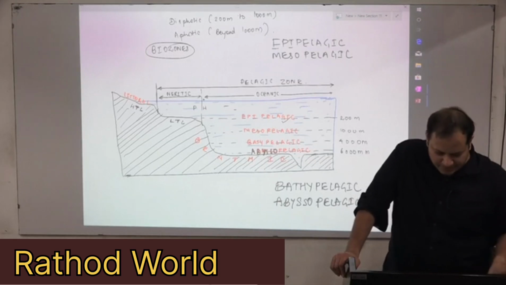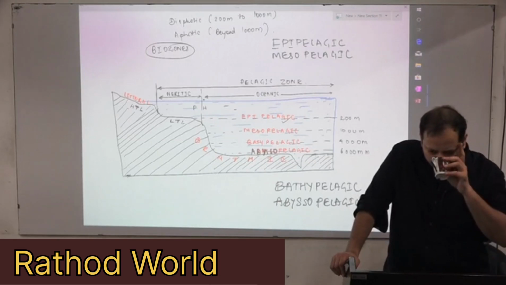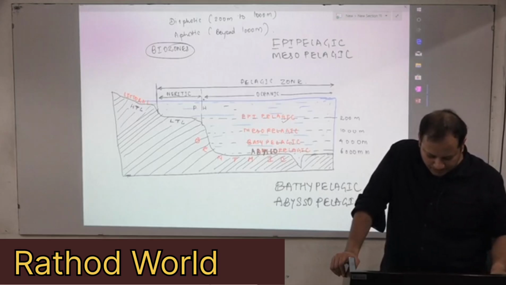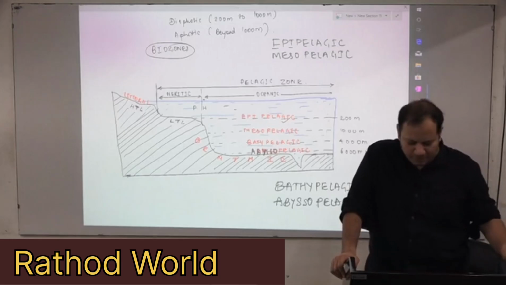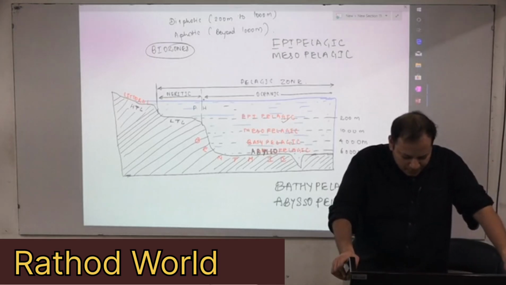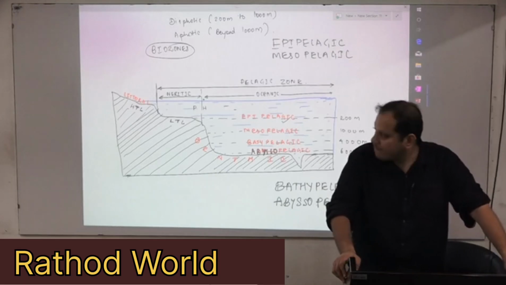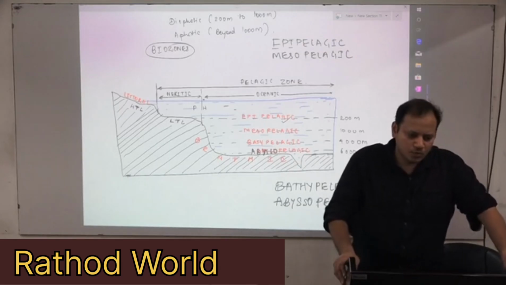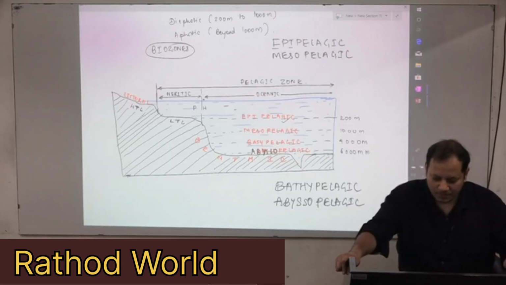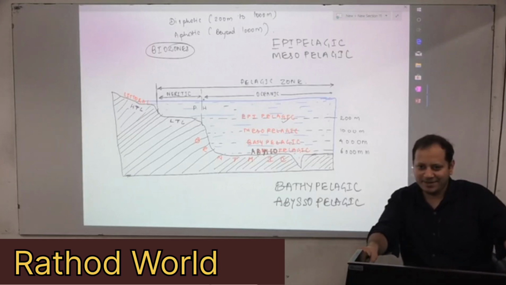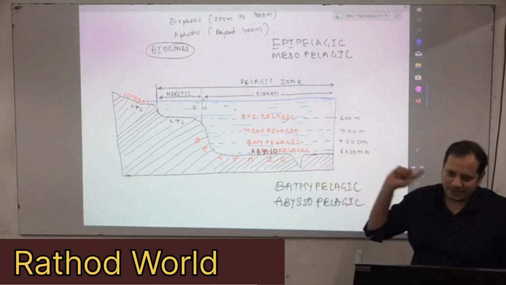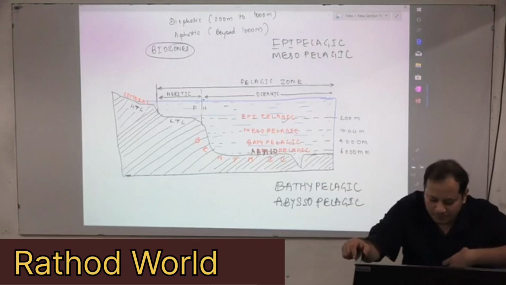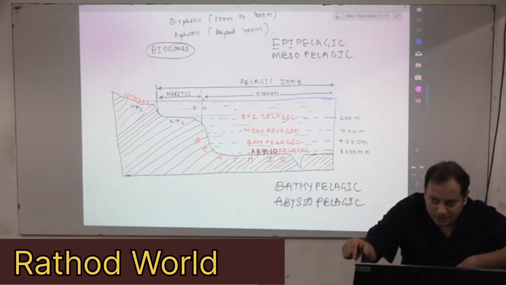So first, neretic. Neretic covers the water from the continental shelf to the slope, right? To the slope is neretic. But the depth should not exceed 200 meters.